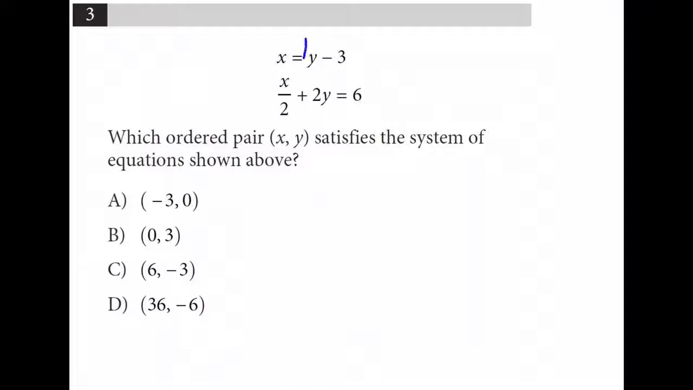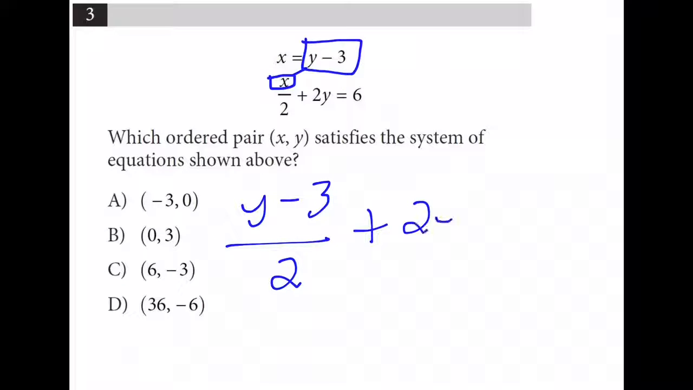So I'm going to take y minus 3, which is what x is equal to, and I'm going to replace that in the other equation. So I'm going to plug it in like this. (y minus 3) divided by 2 plus 2y is equal to 6. This denominator of 2 is messing things up across the board. So if I wanted to cancel that out, I could just multiply both sides by 2.